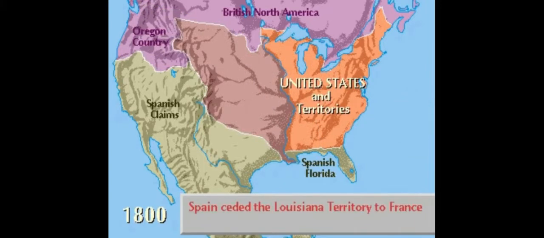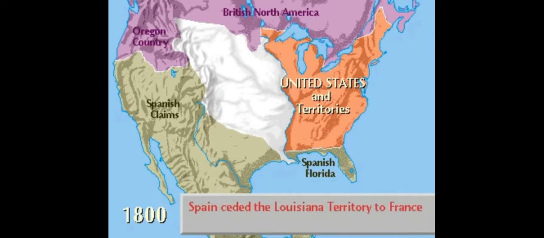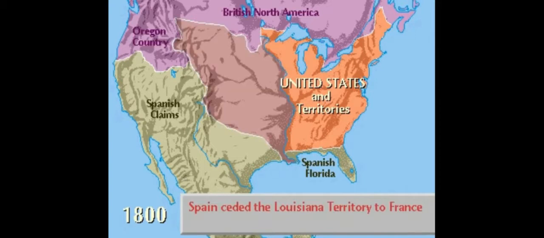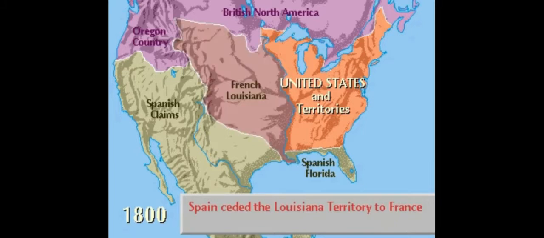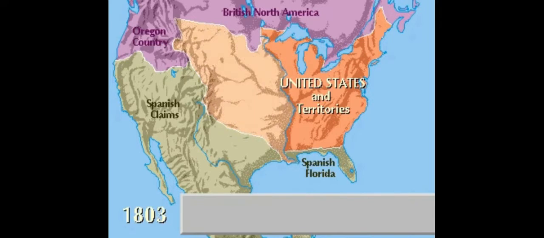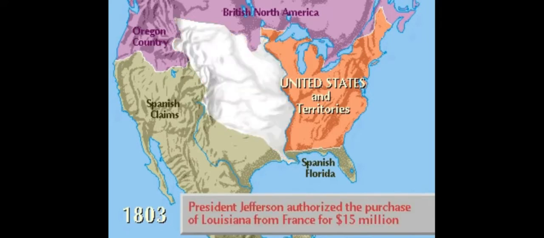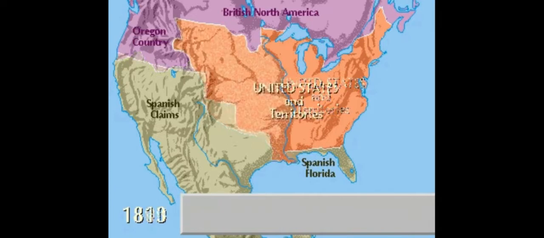But in 1800, Spain secretly ceded the Louisiana Territory back to France, where Napoleon was hoping to establish an empire in North America. When President Thomas Jefferson learned of this arrangement, he became concerned with the potential threat of an aggressive empire builder. He sent envoys to France to purchase New Orleans and West Florida for $10 million. Instead, they came back with the entire Louisiana Territory for $15 million. Napoleon had needed money for his war against Britain.